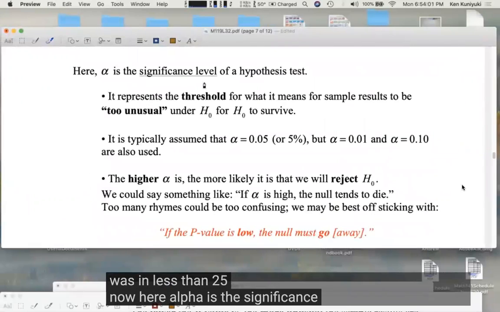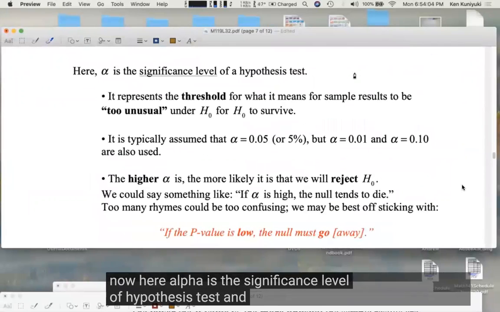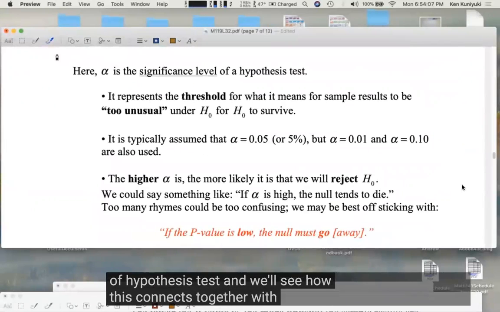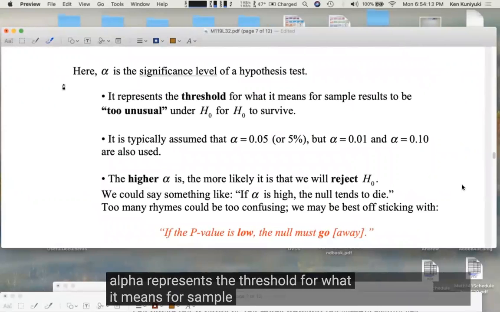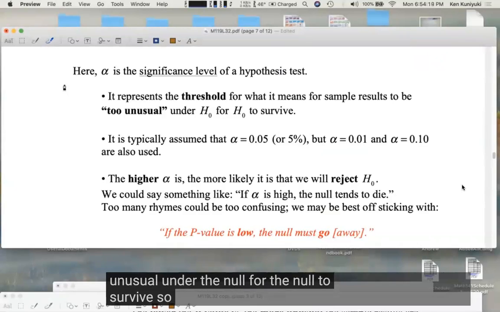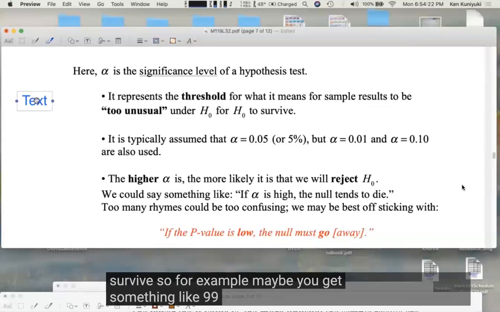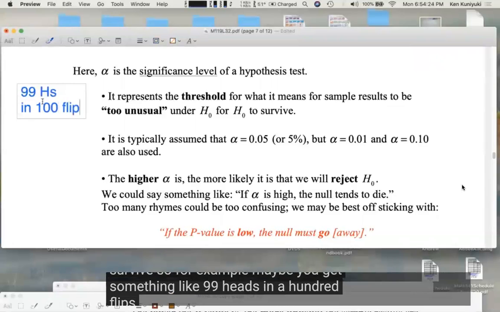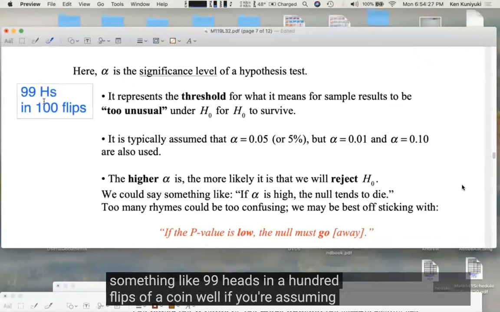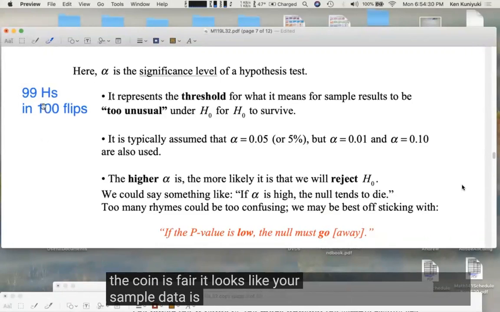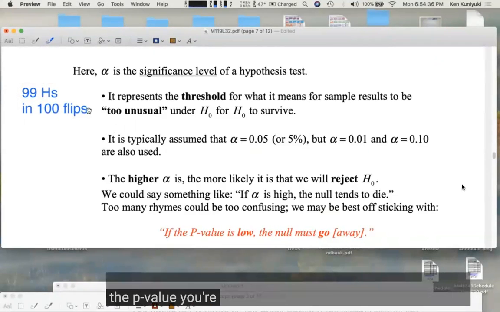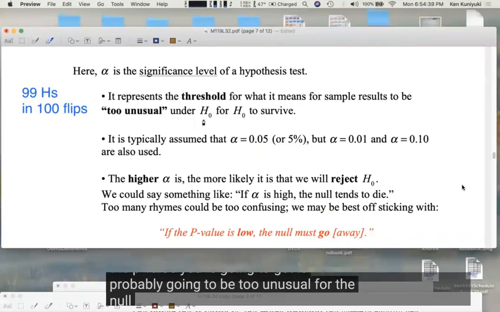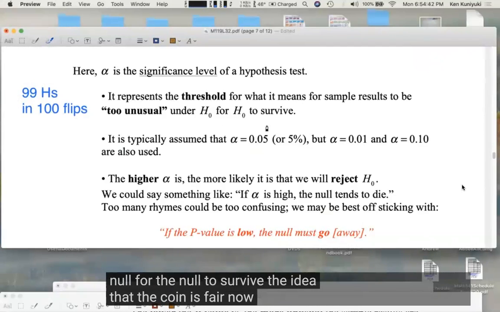Now here, alpha is the significance level of a hypothesis test. And we'll see how this connects together with the last idea in just a moment. Alpha represents the threshold for what it means for sample results to be too unusual under the null for the null to survive. So for example, maybe you get something like 99 heads in 100 flips of a coin. Well, if you're assuming the coin is fair, it looks like your sample data is presenting pretty strong evidence that that coin is not fair. The p-value you're going to get is probably going to be too unusual for the null to survive, the idea that the coin is fair.